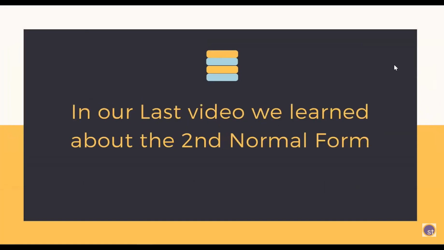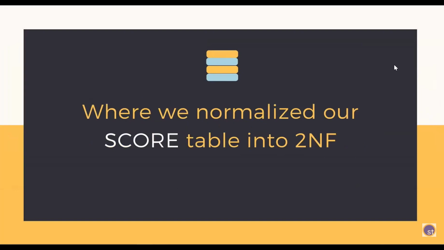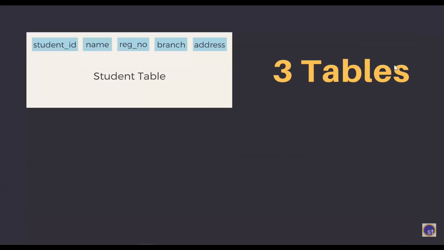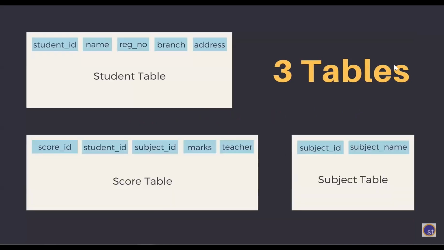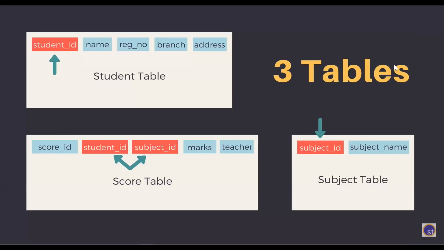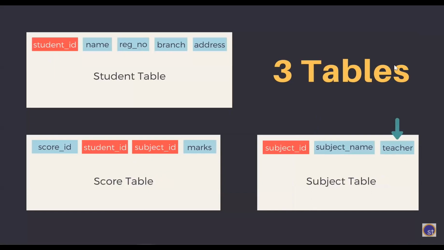In the last video, we learned about the second normal form and even normalized our score table into the second normal form. For a quick recap, we had three tables: student, subject, and score. Following were the primary keys. The score table had the teacher's name, which was only dependent on subject, so we moved it to the subject table. Hence, now the score table is normalized to the second normal form.